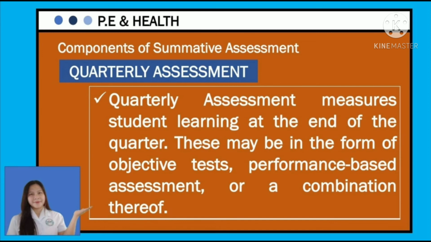Quarterly assessment measures student learning at the end of the quarter. This may be in the form of objective tests, performance-based assessment, or a combination thereof. There must be sufficient and appropriate instructional interventions to ensure that learners are ready before summative assessments are given. A teacher conducts a quarterly assessment or evaluation to review students' performance, productivity, and creativity. It helps the teacher to guide the students for improvement and development.